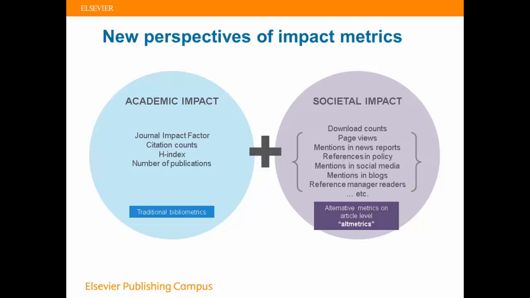Sometimes it's referred to as altmetrics, but as I mentioned before, that's just part of the story, because download counts and page views, for example, are not altmetrics, they are simply article level metrics. The altmetrics consist of mentions in news reports, mass media, for example, newspapers like the New York Times, the Washington Post, Der Spiegel, the China Times, whatever there is, but also references in policy documents or mentions in social media like Twitter and Facebook, mentions in blogs, and last but not least, references in reference managers. And reference managers are, for example, Mendeley and ResearchGate.